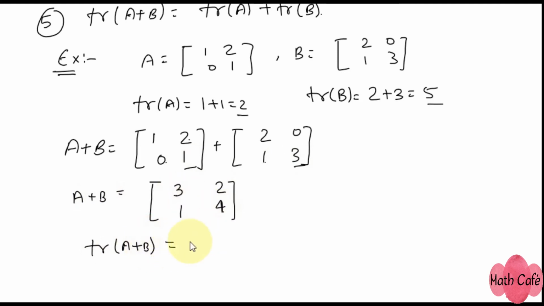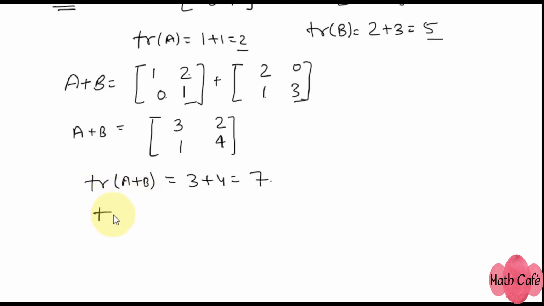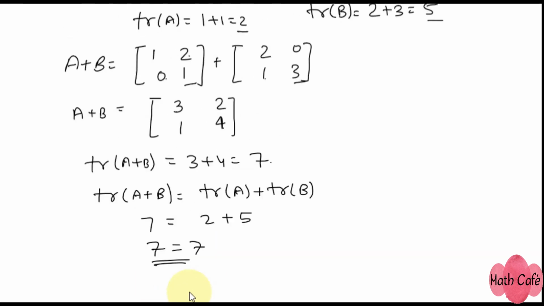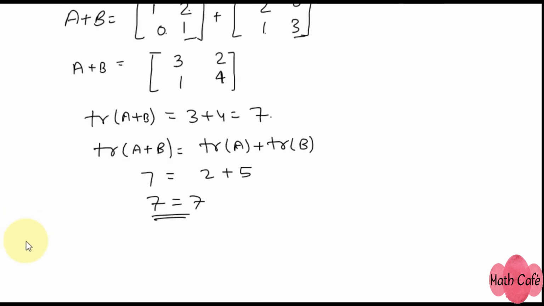So A plus B will become this matrix. So we can find trace of A plus B by adding all the diagonal elements. 3 plus 4, that will become 7. I can easily see here that trace of A plus B, that is 7, and that is equal to trace of A plus trace of B, because trace of A plus B is 7 and trace of A is 2 and trace of B is 5. So here 7 is equal to 7. Alright, so we have seen 5 points on properties.